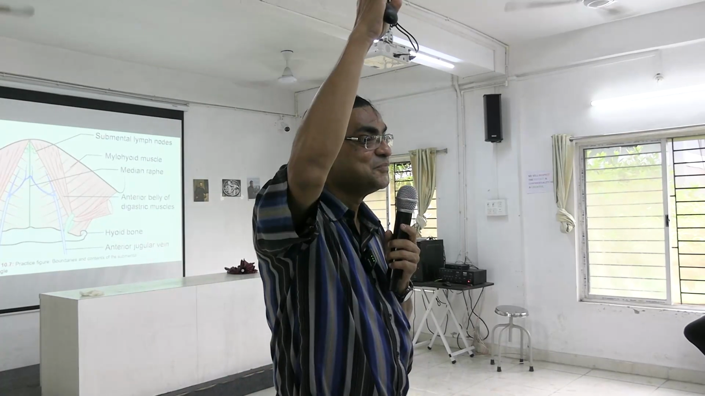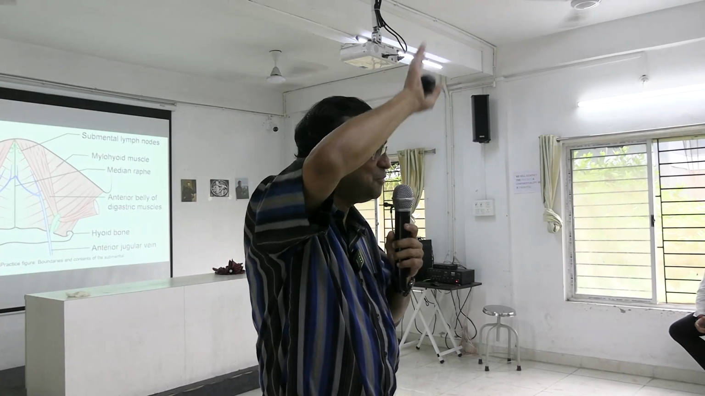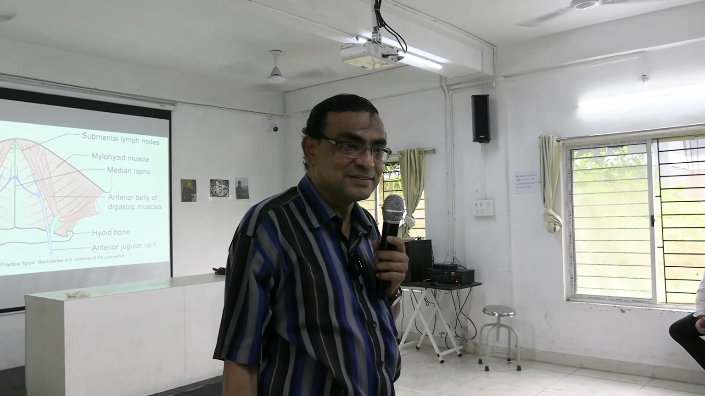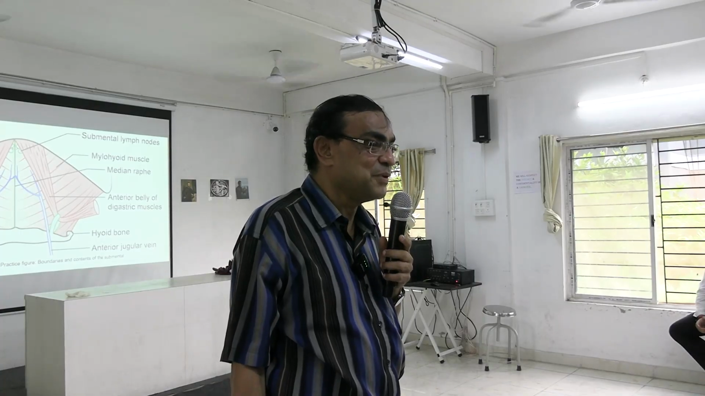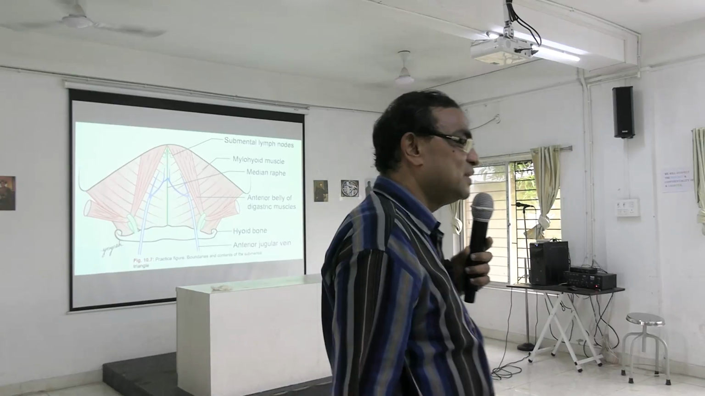Different or same? Different. Majority in favor of different. Yes, this is supplied by different nerves. The anterior belly is actually a component of the first pharyngeal arch, whose nerve supply is the mandibular division of the trigeminal. So it is supplied by the mandibular division of the trigeminal nerve.